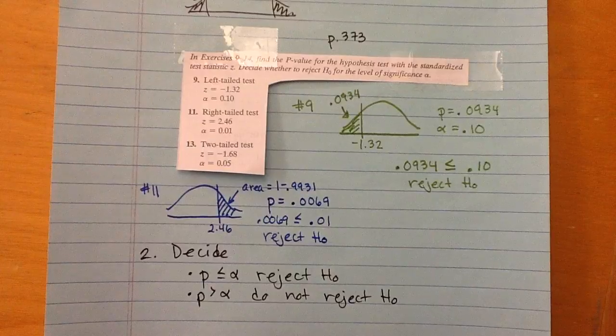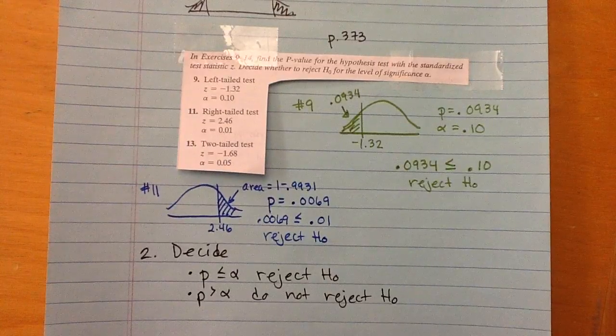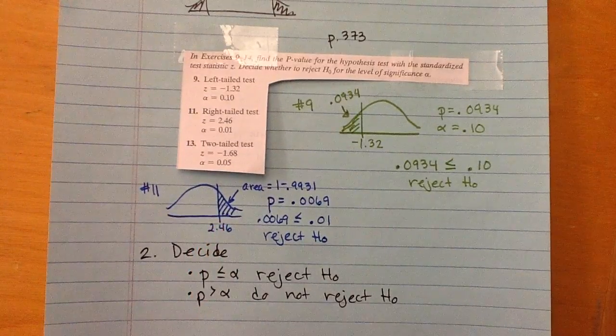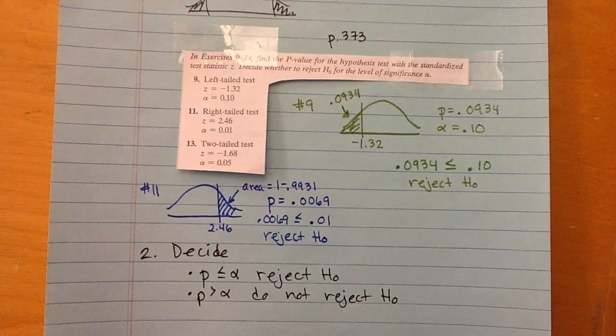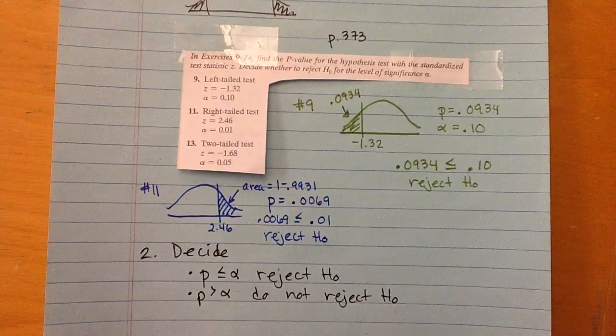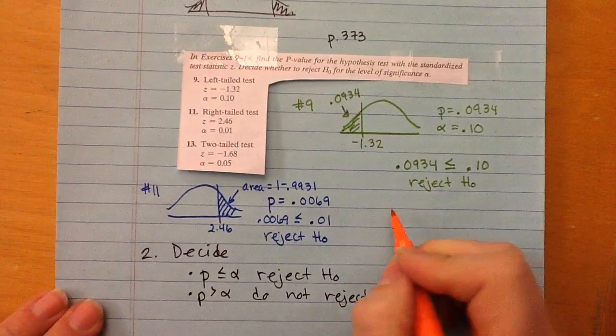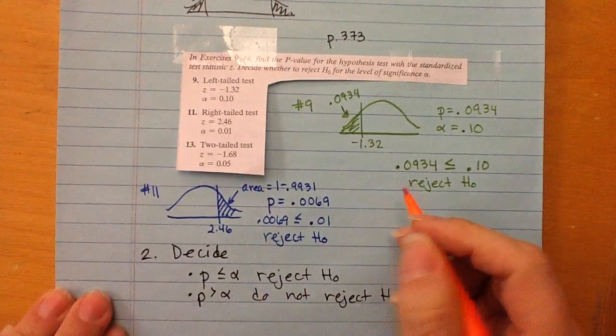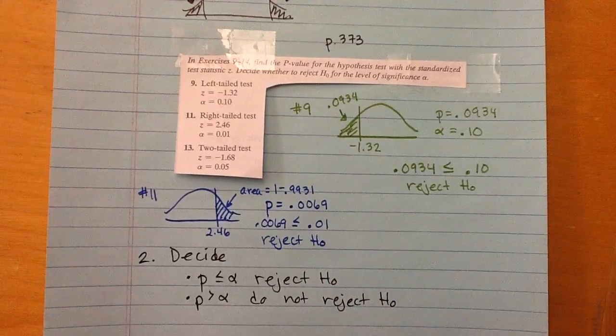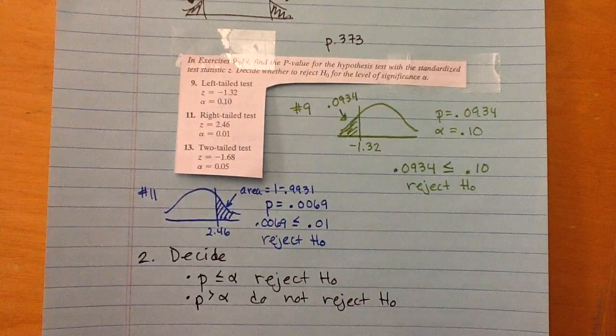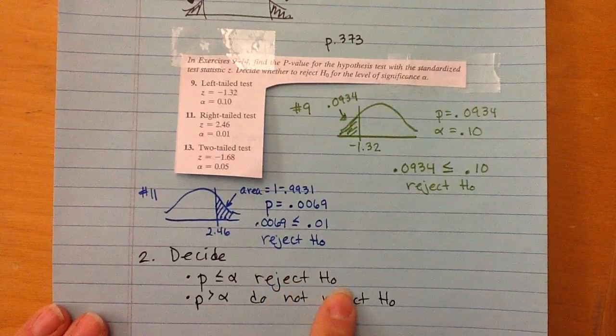What that means is that the probability of my test score falling in that zone is smaller than the level of significance that I'm willing to accept. We assume that H sub 0 is true, but we've just shown that it can't be true, so we're rejecting it.